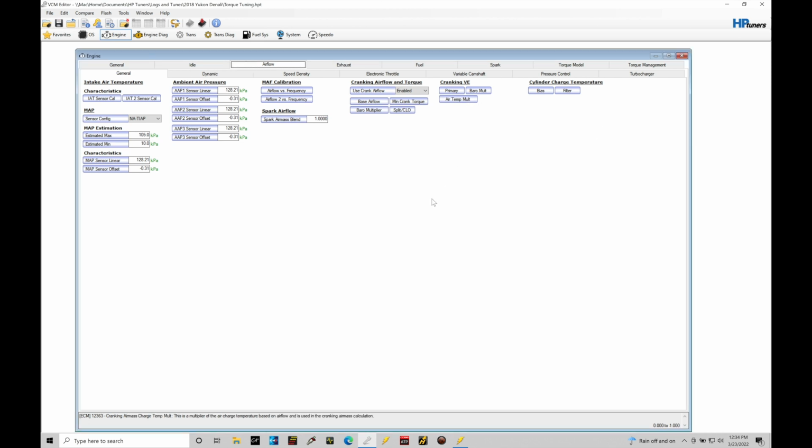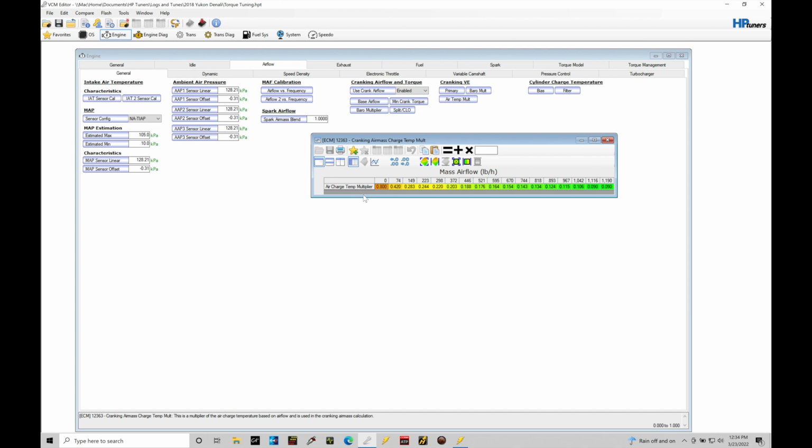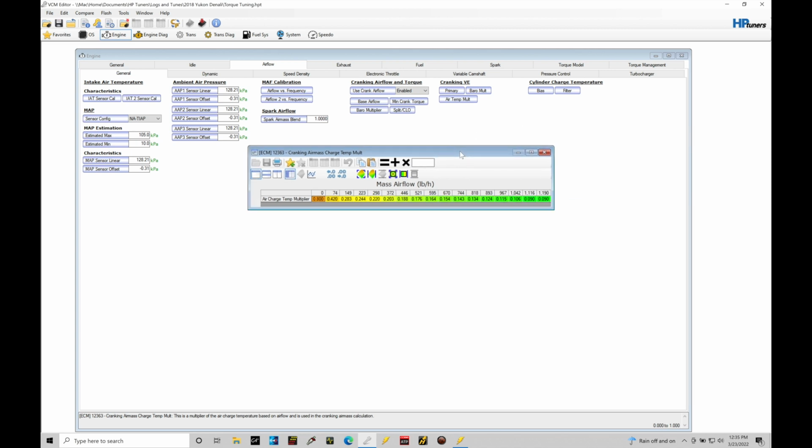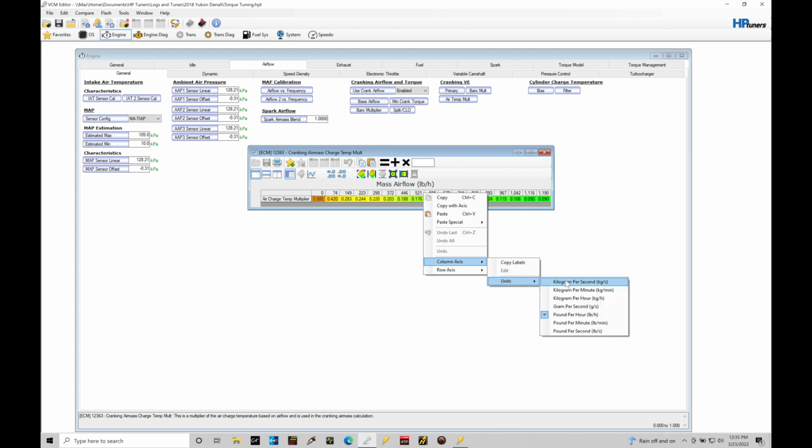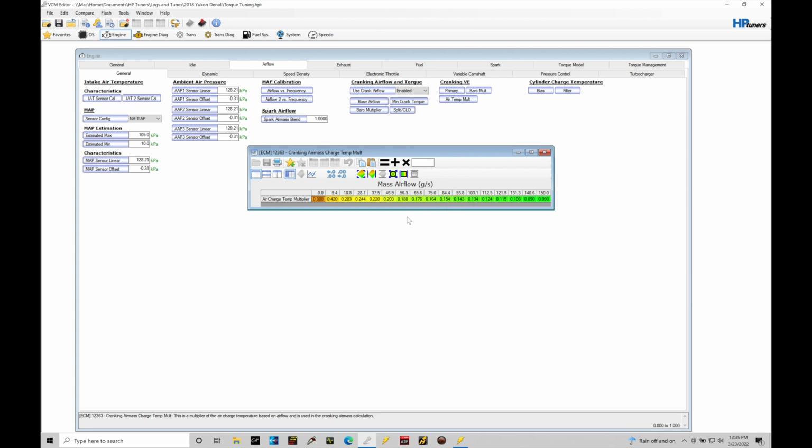We also have an air temp multiplier. This is going to be taking a look at the air charge temp multiplier factor, and then the mass airflow, how much amount of airflow we're moving through the engine in cranking conditions. Now that should be pretty low under cranking conditions. We're not going to find it's very high. What I like to do is just change this from pounds per hour to grams per second. It's the units I like to work in whenever possible, so we can find there's grams per second.